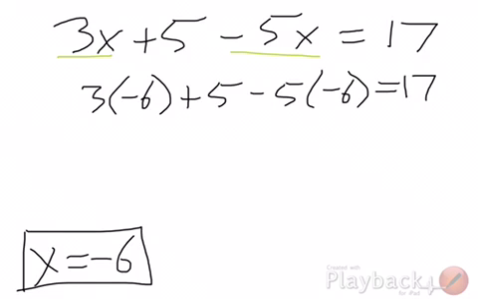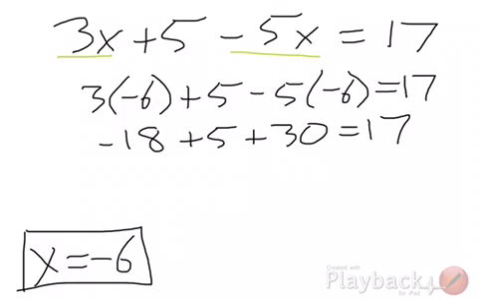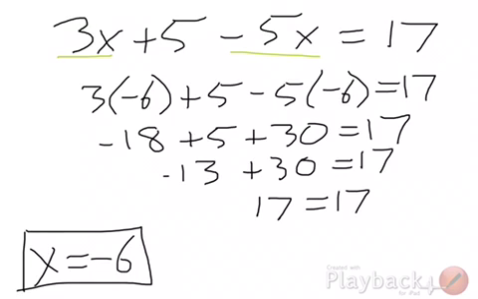And if we simplify this math, 3 times negative 6 is negative 18. Negative 5 times negative 6 is positive 30. Negative 18 plus 5 is negative 13. And you notice I'm doing one step at a time. I'm not trying to do it all at once, just one thing at a time. Regroup. Negative 13 plus 30 is in fact 17. So my equation is balanced. The left side does still equal the right side.